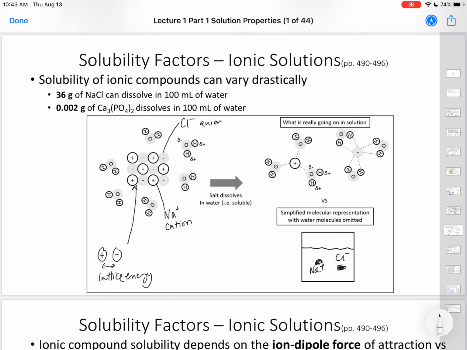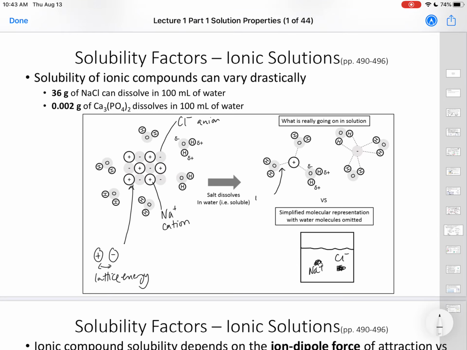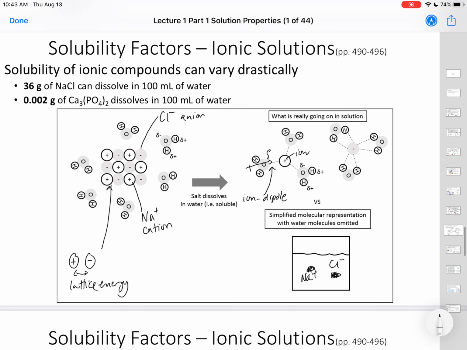For something to dissolve in water, water will need to come in and break apart the lattice energy and form a new kind of attraction. This kind of attraction, where the water surrounds the cation and anion, is called an ion dipole interaction. The reason being, you have an ion here, and you have a dipole for the water due to the partially negative and partially positive ends. So there's an attraction between the cation and the anion and the water. So really the question is, is the lattice energy greater or the ion dipole attraction greater?